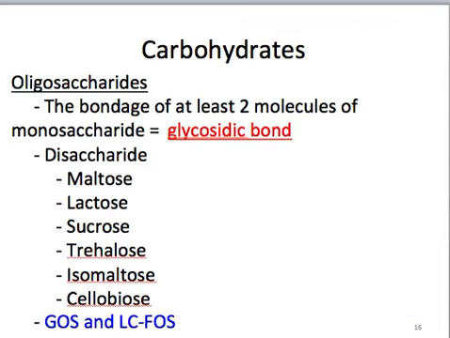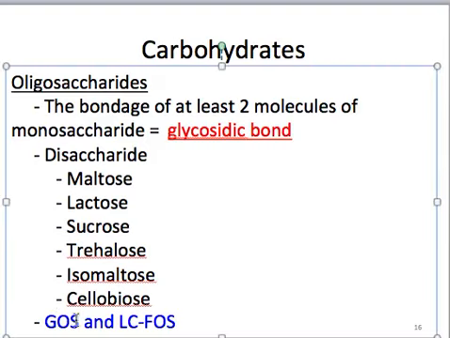Next, we are focusing on oligosaccharides, derived from at least two molecules of monosaccharide bound to each other with a glycosidic bond. Those include disaccharides from only two units of monosaccharide, such as maltose, lactose, sucrose, trehalose, isomaltose, and cellobiose. And oligosaccharides like galactooligosaccharide, called GOS, and long-chain fructooligosaccharide, called LC-FOS.